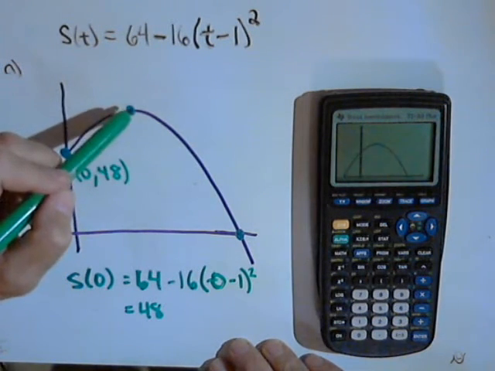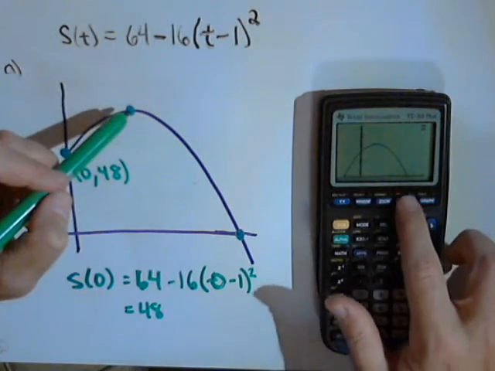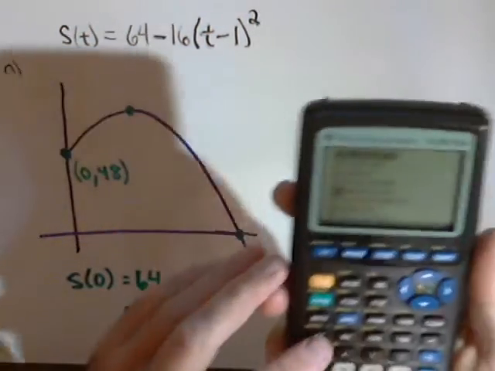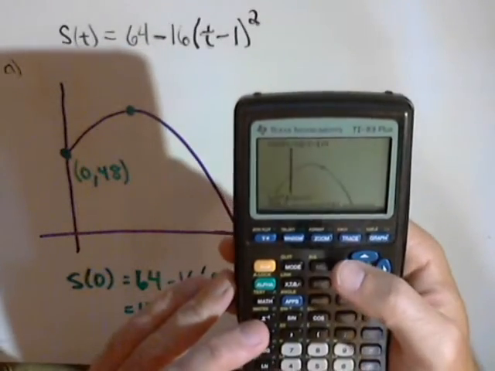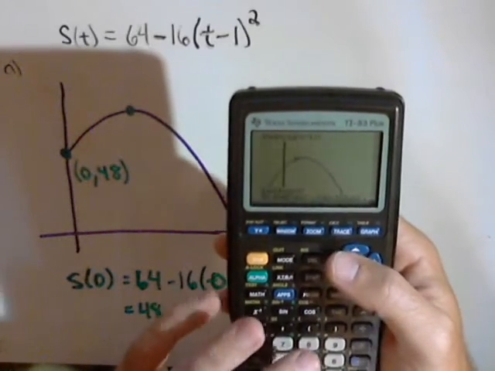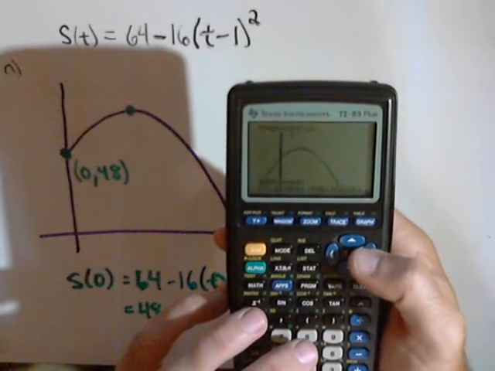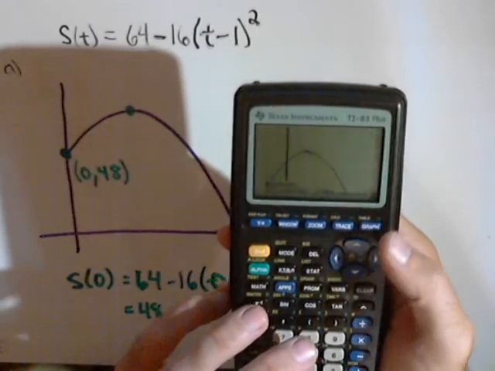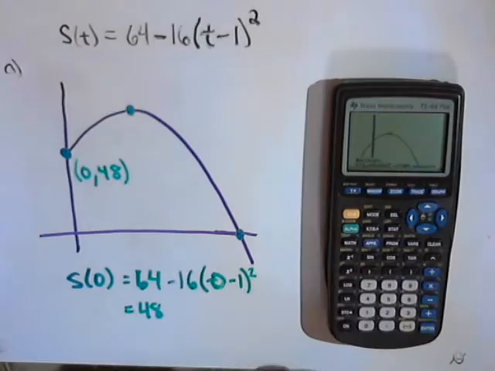Now, I'm going to show you how you can calculate a maximum with the graphing calculator. You can do second, calculate, maximum. We hit enter, and now it's going to ask for a left bound, so I need to point to the left of the maximum, and a right bound, so I need to point to the right of the maximum. Now when it says guess, I hit enter, and there's my maximum.